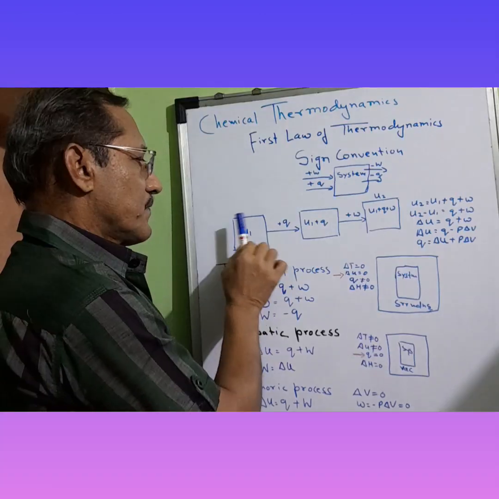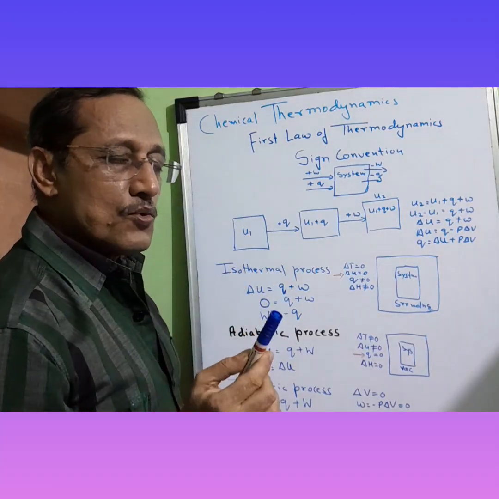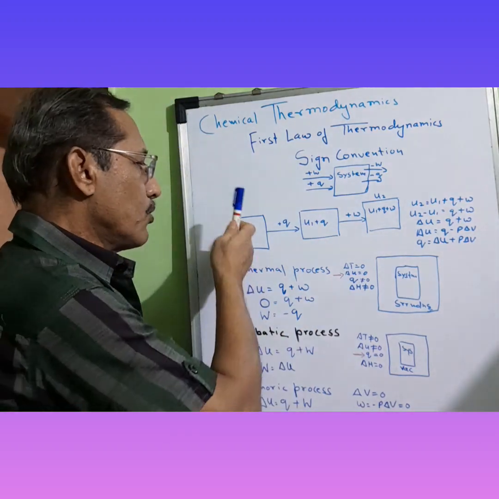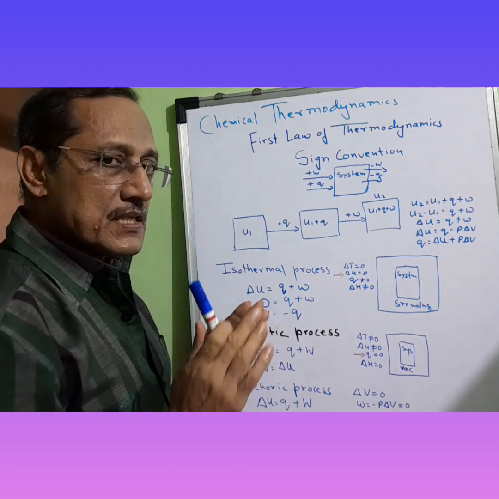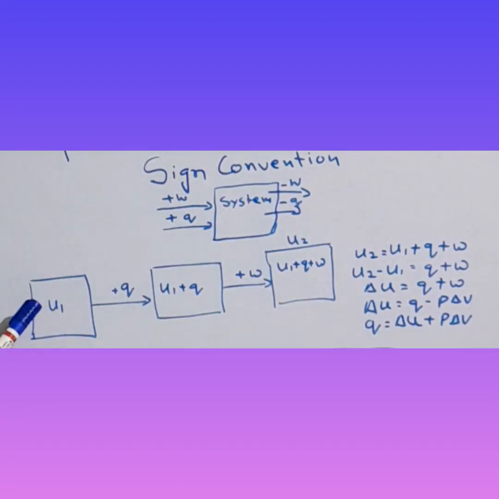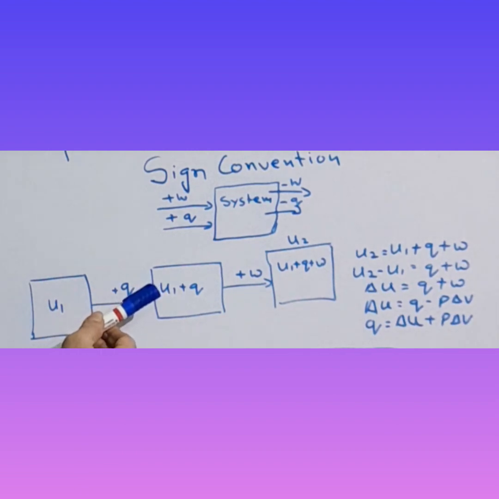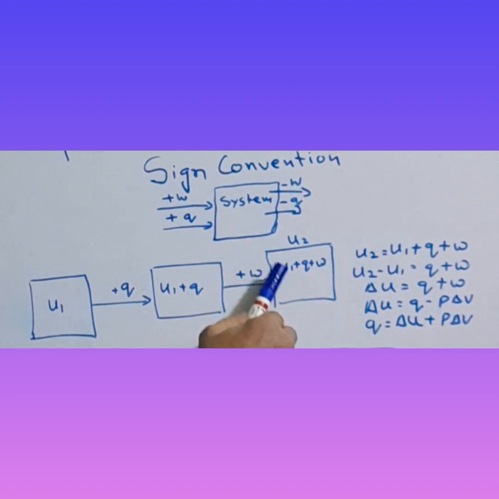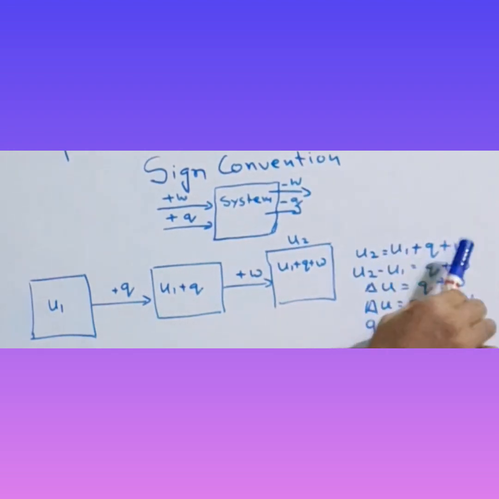Now this is the system. As I told you, every system has internal energy U1. So suppose this is n moles of gas over here, which has internal energy U1. Now to that system heat is provided. So it becomes U1 plus Q, positive because it is provided to the system. Then work done on the system, plus W. So it gets to U1 plus Q plus W. So U1 plus Q plus W is the final internal energy. So U2 is equal to this thing.